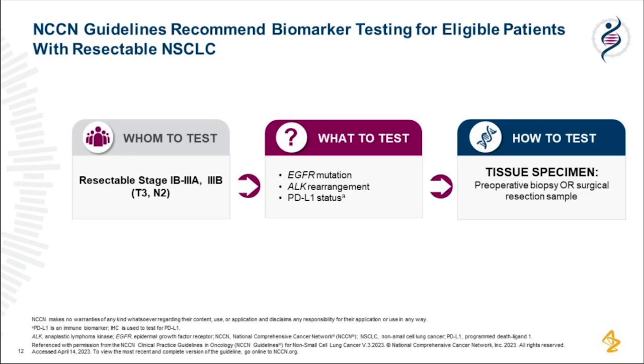So when we consider whom to test, we're considering resectable stages 1B through 3A, 3B. What to test? EGFR mutations, ALK variants, and of course the PD-L1 status. And then how to test: with tissue specimens, either preoperative biopsy or the operating room surgical resection samples.